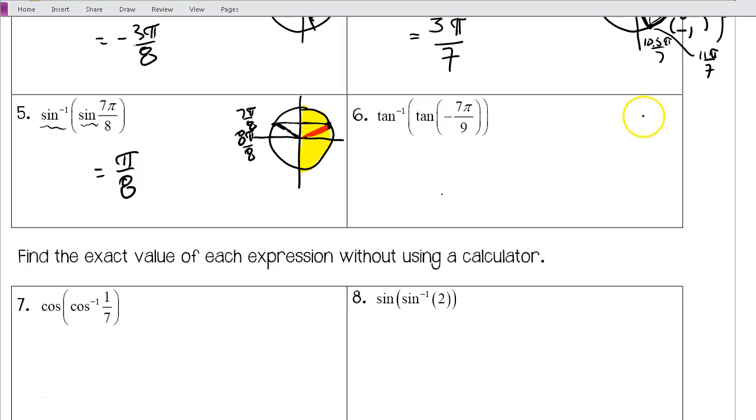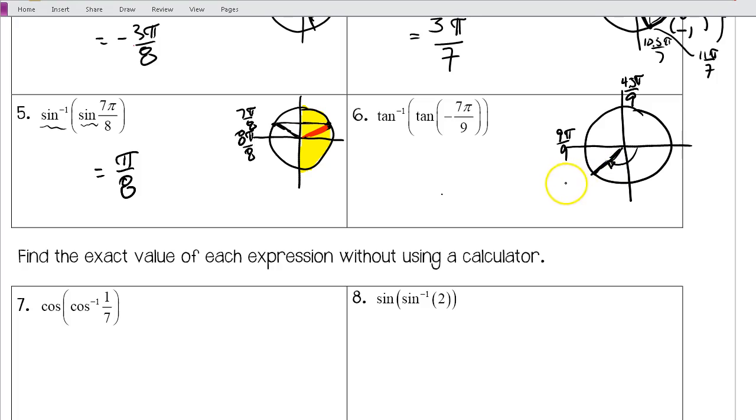Alright, number 6. We're talking about pi over 9, so this is 9 pi over 9. This would be 4.5 pi over 9. So since 7 pi over 9 would be somewhere over here, negative 7 pi over 9, we just kind of reflect that over the x-axis. This would be negative 7 pi over 9.